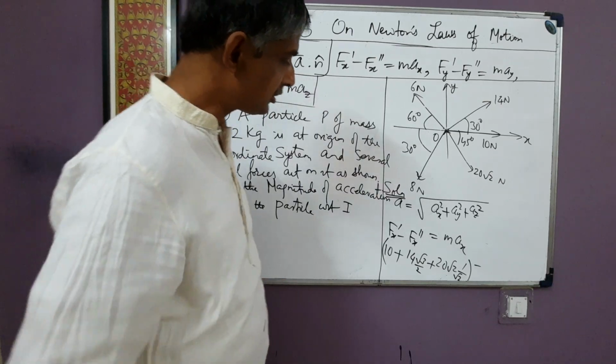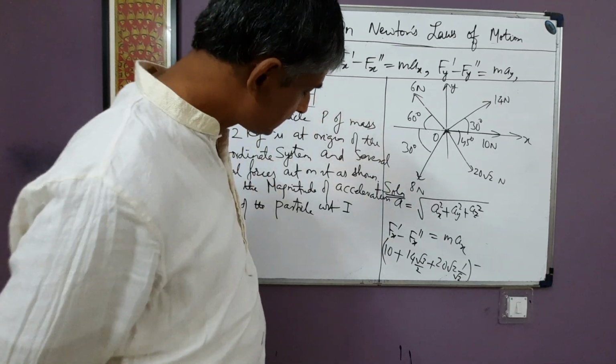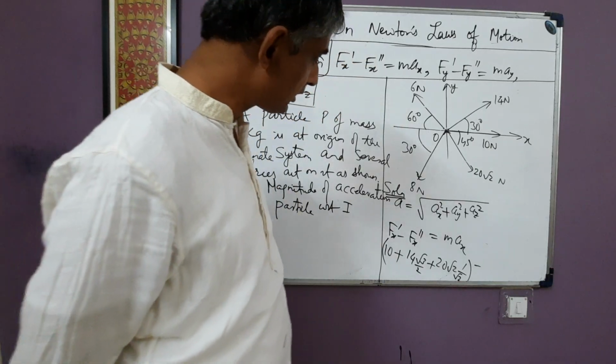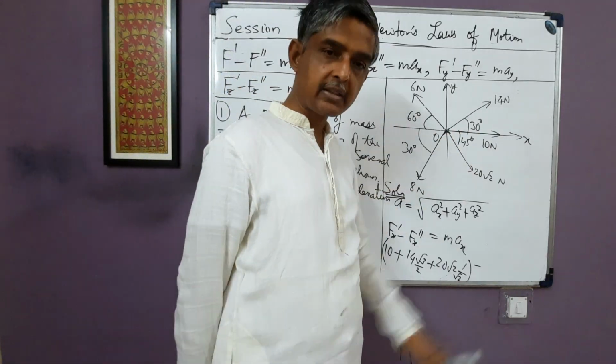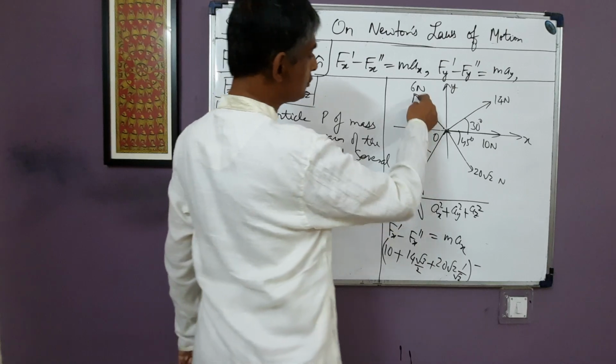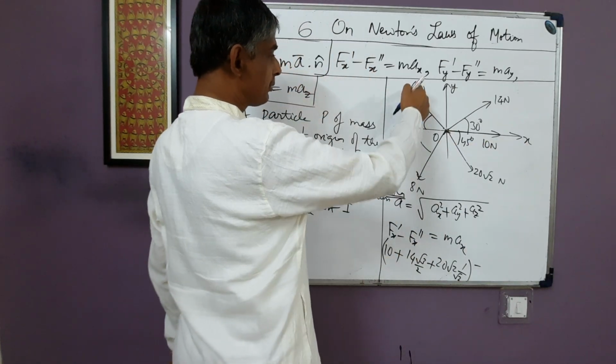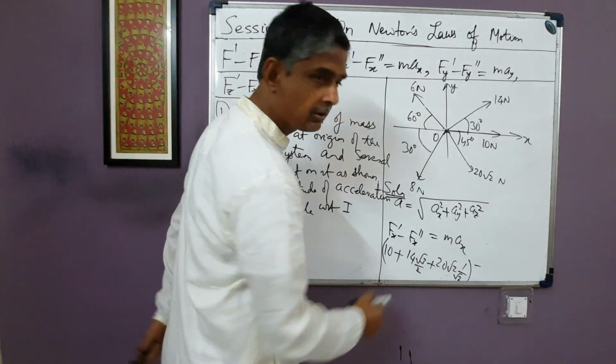Now what is Fx double dash? Fx double dash is the sum of magnitudes of x components of all the real forces on the particle which make an obtuse angle with the positive x-axis. Now see, only these two forces make an obtuse angle with the positive x-axis. So we find the magnitude of the x component of these two forces and add them. That will be Fx double dash.